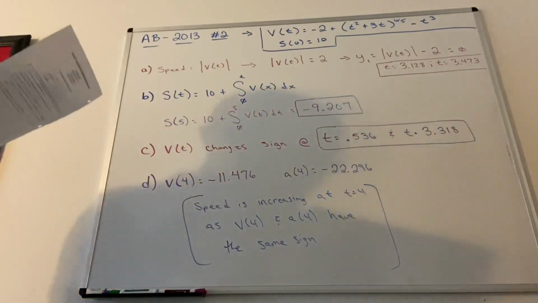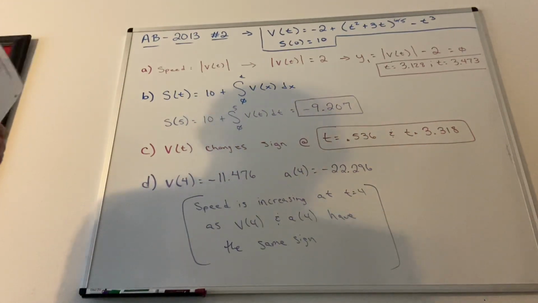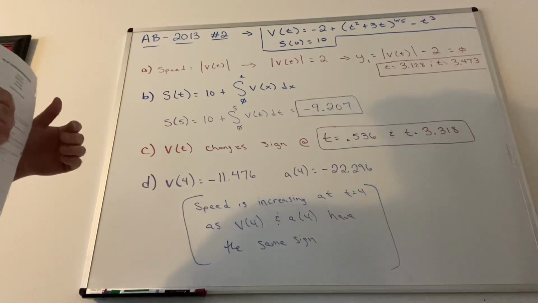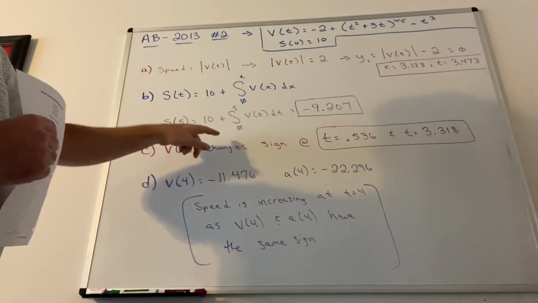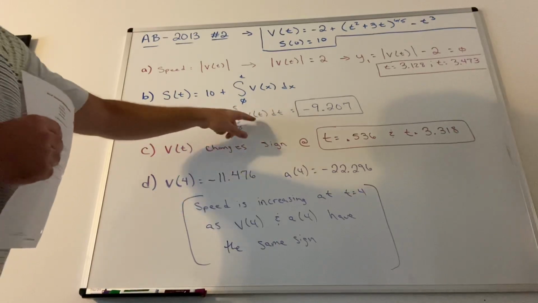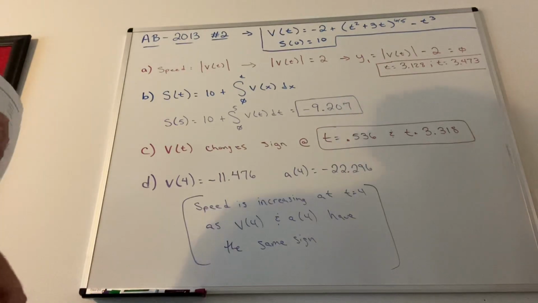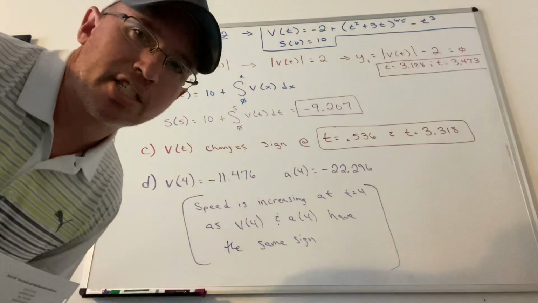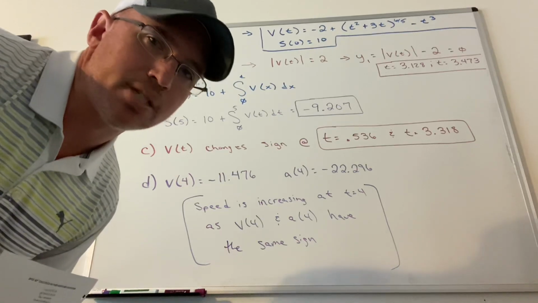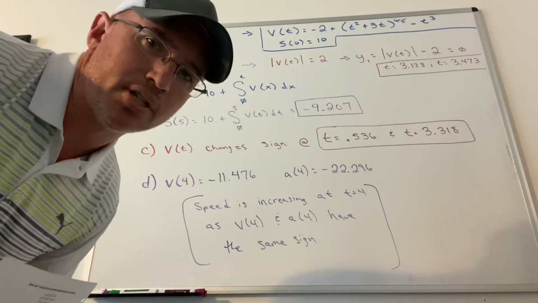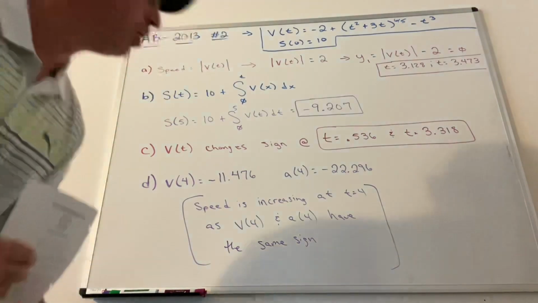And then you're supposed to use that to figure out the position of the particle at time 5, okay? So the position at 5 is equal to 10 plus the integration from 0 to 5 of v of t, and you get negative 9.207. Now, it asks for the position, so it doesn't matter if some of that stuff is negative and some of it's positive. It's just position. There's no need to put any absolute value bars on that at all.